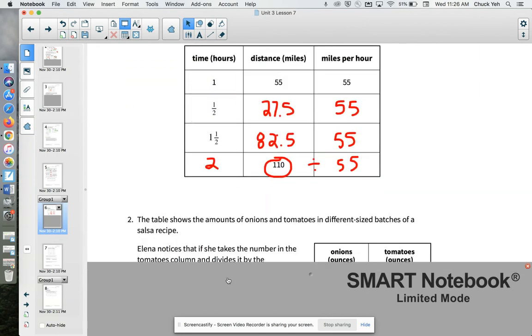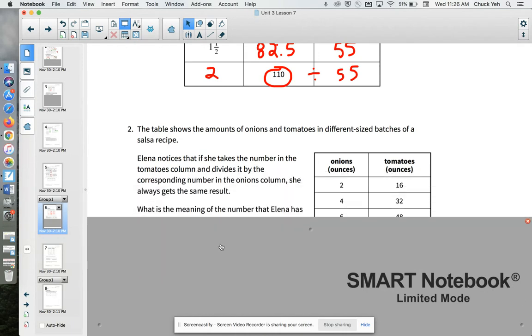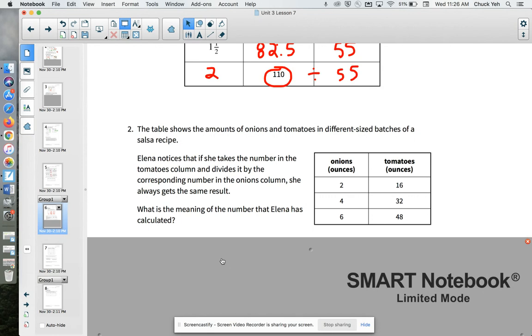Number 2. The table shows the amount of onions and tomatoes in the different sized batches of a salsa recipe. Elena notices that if she takes the number in the tomatoes column and divides it by the corresponding number in the onions column, she always gets the same result. What's the meaning of the number that Elena has calculated? If I divide 16 by 2, I get 8. If I divide 32 by 4, I get 8. If I divide 48 by 6, I get 8.